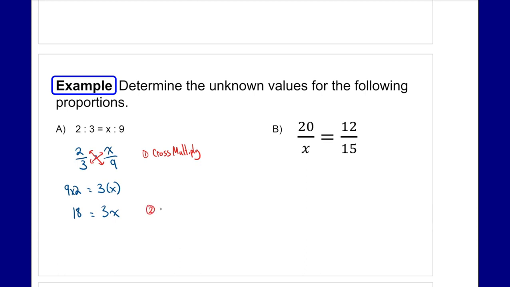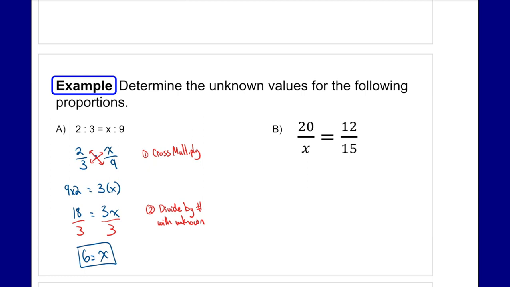The second step is we're going to divide by the number with the unknown. So I'm going to divide both sides by 3 to cancel out that 3 there. So I get 6 equals x. Essentially, it's saying that 3 times something equals 18, so I do the opposite. I divide by 3 and I get 6 is x. So that means that 2 to 3 is the same as 6 to 9.